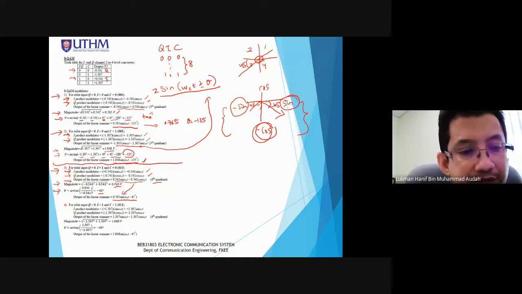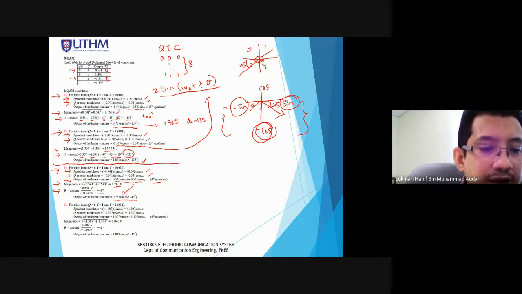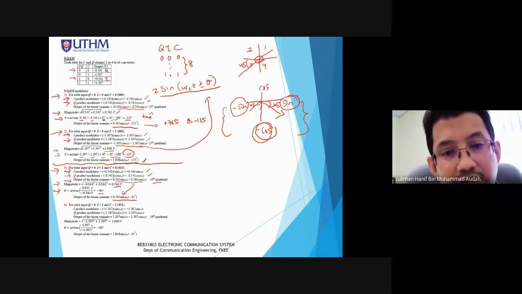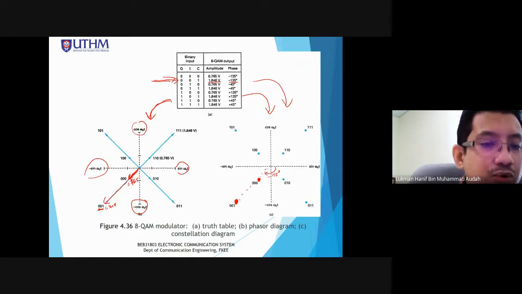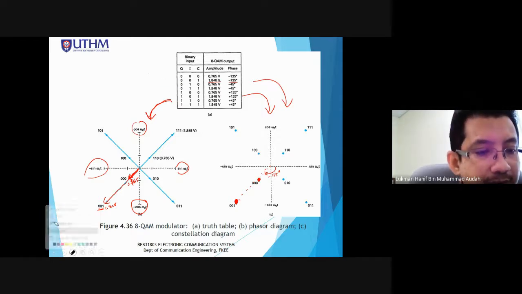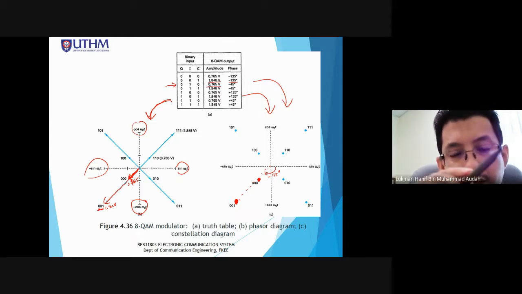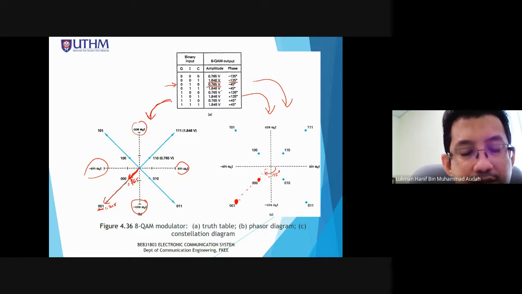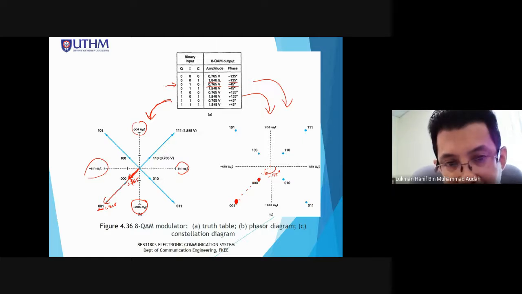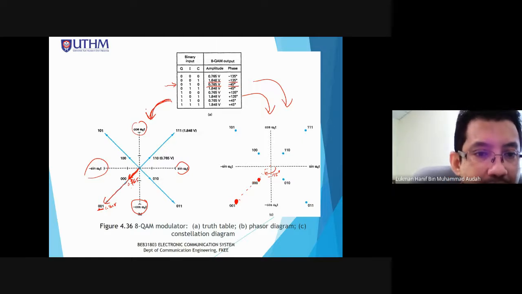Okay, minus 45. So from here, then we can see the three things here. For the third input, first we need to do the truth table for the third input 010. Remember that we produce 0.765 volt and the angle theta is negative 45 degree. From here, we can produce the phasor diagram, gambar raja anak panah.